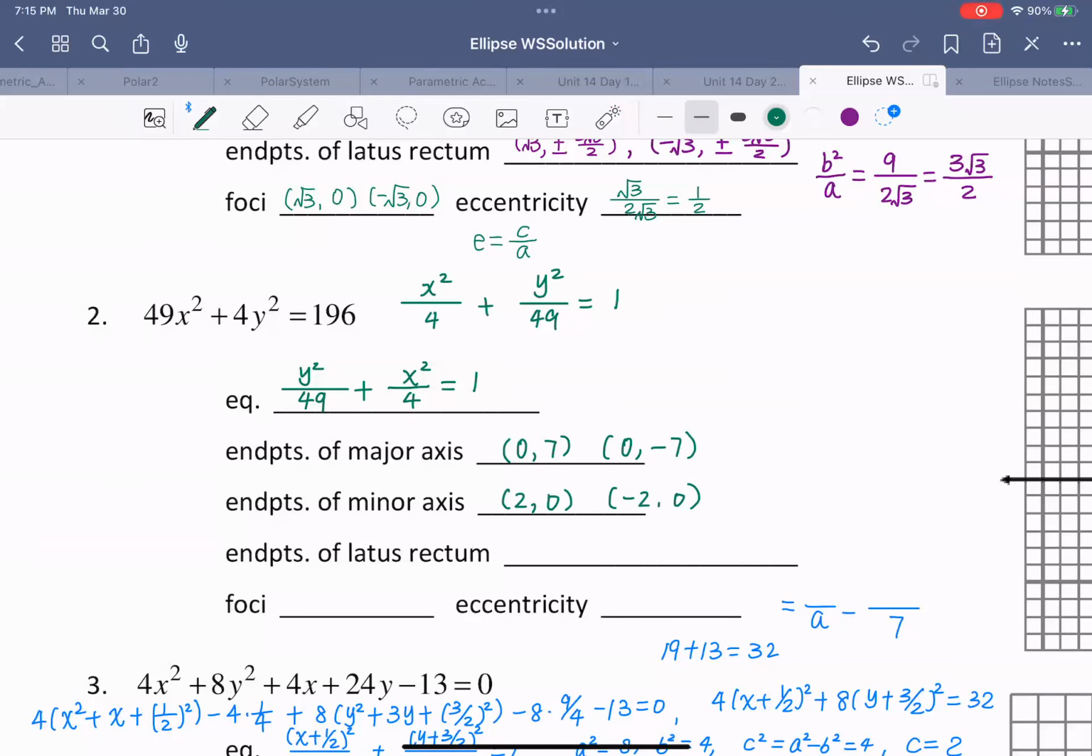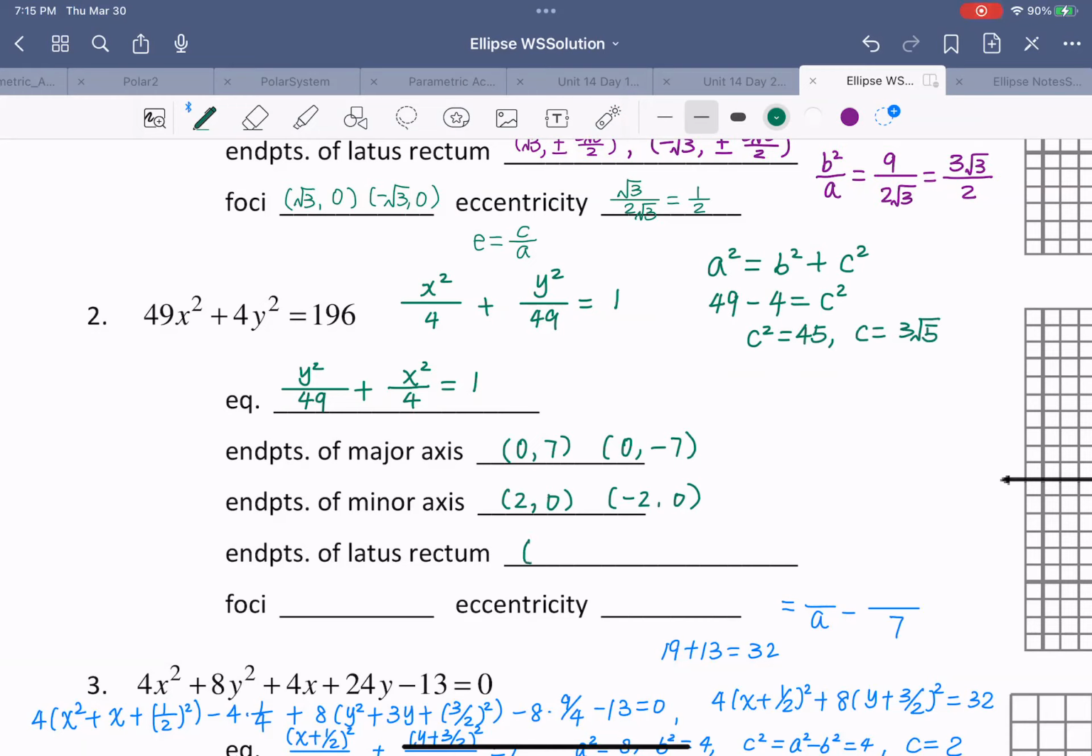Wait, how do you get the c again? The c is always found using this formula: a squared equals b squared plus c squared. Okay, let's go ahead. So c squared is a squared minus b squared. Yes. And then a squared minus b squared is 49 minus 4, which is 45, equal to c squared. So c is 3 root 5. Yes.